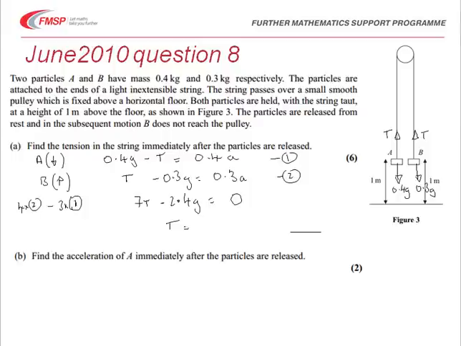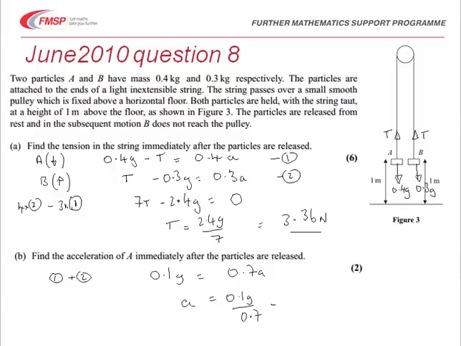That then gives T is equal to 2.4g divided by 7, which is 3.36 newtons. To find the acceleration, instead of subtracting this time, if we add the two equations, that's going to eliminate T, so that adding those gives 0.1g is equal to 0.7a, and therefore the acceleration is 0.1g divided by 0.7, which turns out to be 1.4 meters per second squared.